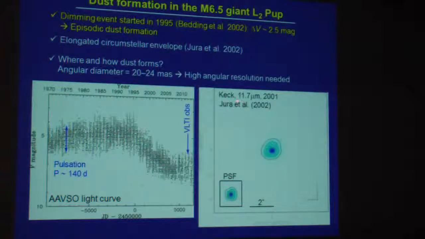And Jura et al. took a mid-infrared image in 2001, when the star was still declining, and they spatially resolved the envelope. And this envelope is asymmetric or elongated in this direction. However, no one has ever imaged or directly seen the clumpy dust clouds which are supposed to be forming close to the star, because the angular diameter of the star is about 20 to 24 milliarcseconds.